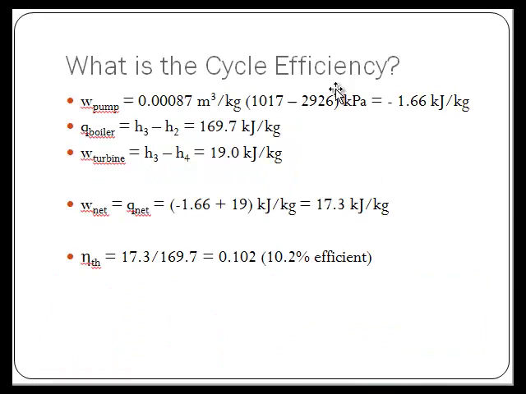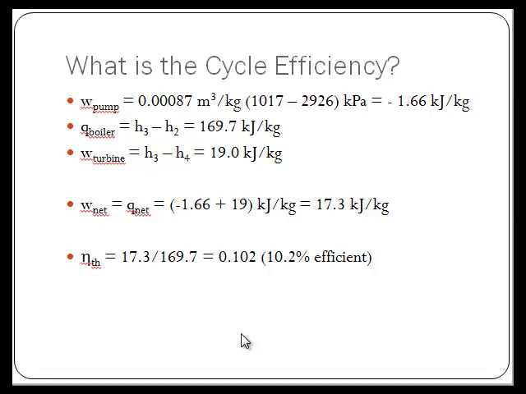I want to look at the cycle efficiency. I really have all the information. The net work is the same as the net heat transfer. I would need to calculate the condenser heat transfer to add that in, or I can do it just from the work. They should be the same value. But 19 minus 1.66, to the tenths place, is 17.3 kilojoules per kilogram. This divided by the heat transfer in, which happens at the boiler, gives me a 10% efficiency.